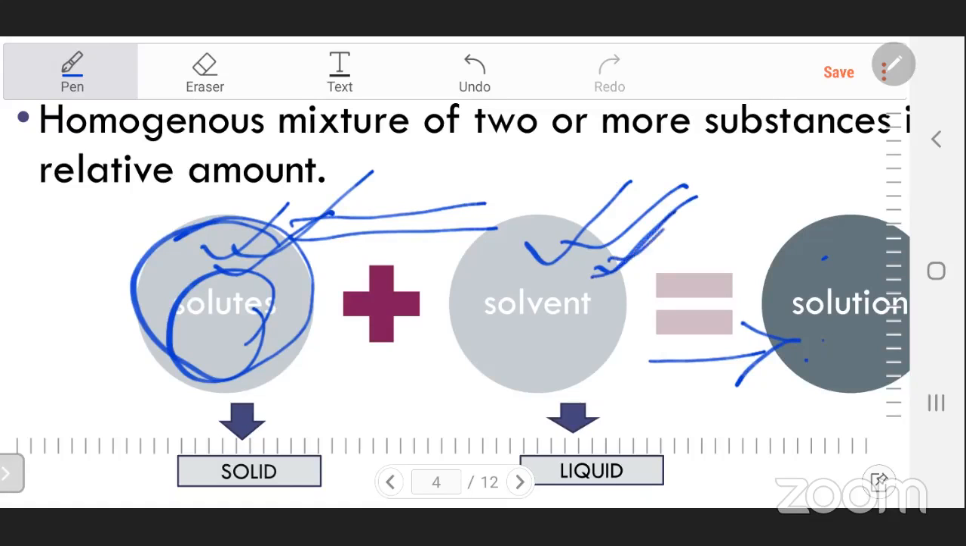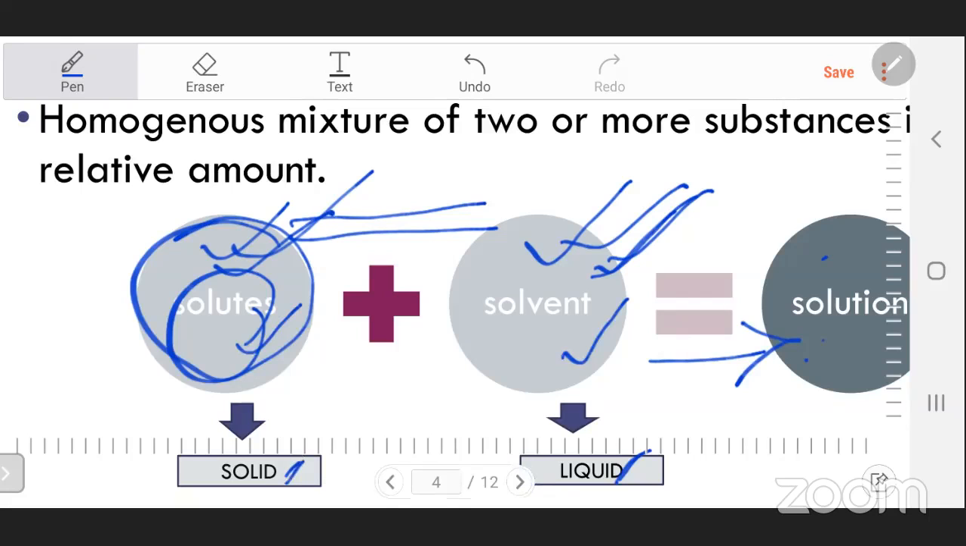Solvent is the liquid part. In most cases in biological experiments, we use water because it is easily available and almost everything dissolves in water. So solvent is always the liquid part and solute is always the solid part.